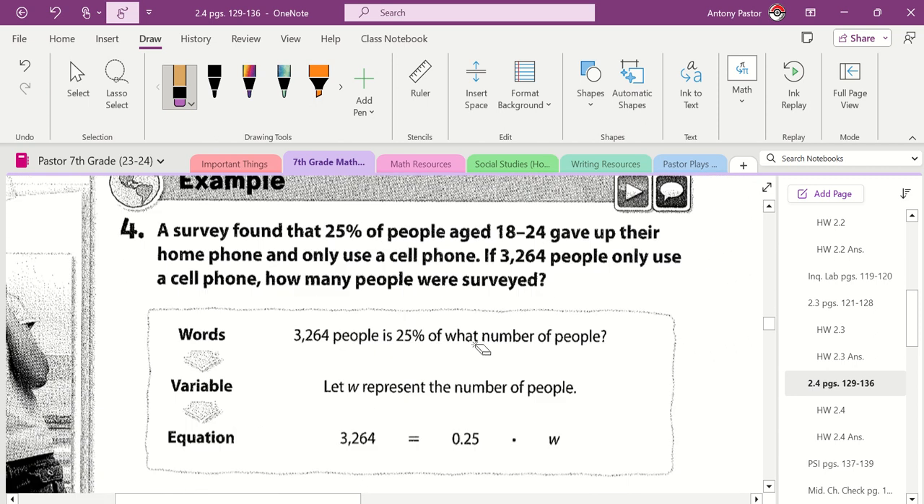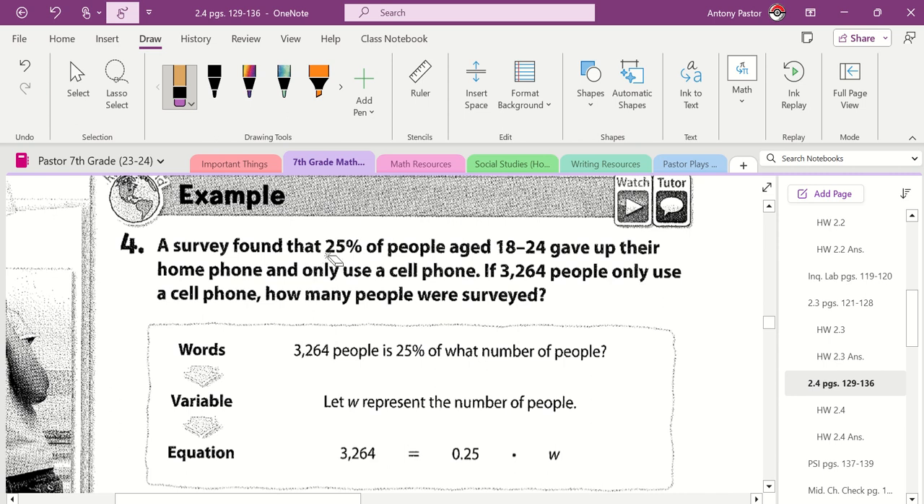Let's look at this example. A survey found that 25% of people aged 18 through 24 gave up their home phone and only use a cell phone. If 3,264 people only used a cell phone, how many people were surveyed?